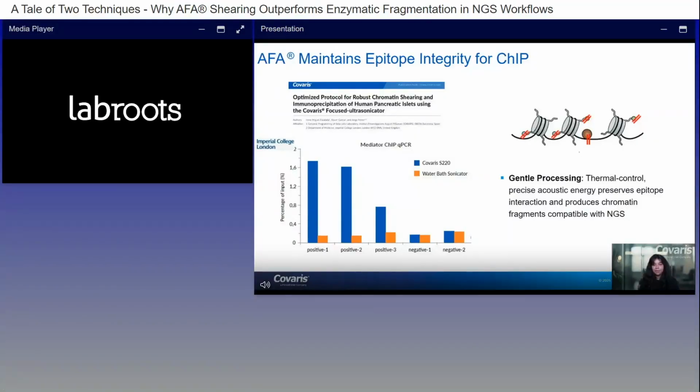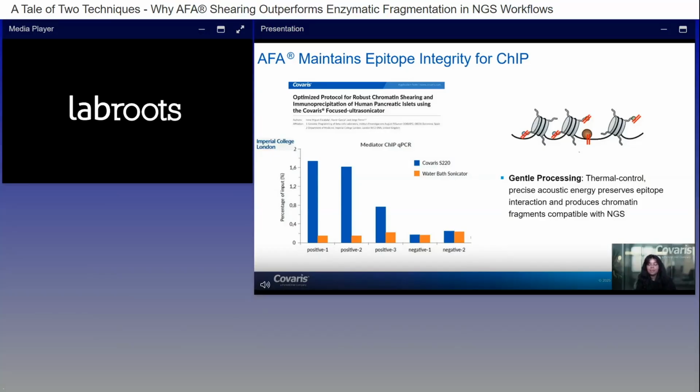And speaking of valuable samples, we can look even beyond standard NGS workflows towards the arena of epigenomics. So here we have data comparing ChIP signal for samples sheared using a Covaris ultrasonicator as opposed to a traditional water bath sonicator. Now, anyone who's done ChIP before knows that it can be a very laborious process.